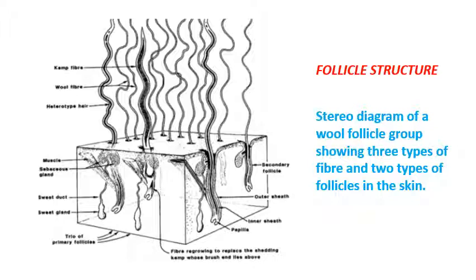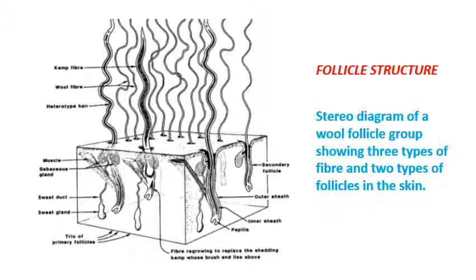Here we can see the follicle structure. So the structure of the follicle, the basic structure. So we can see a stereo diagram of an idealized wool follicle group showing the three types of fiber and the two types of follicle in the skin.